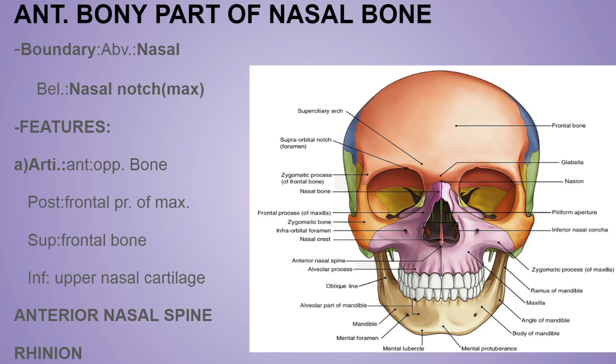Now we'll talk about the features of the anterior bony part of the nasal bone and the pyriform aperture. So right now we'll talk about the features of this whole part, including the nasal bone. First of all, the articulation: anteriorly by the internasal suture with the opposite nasal bone, posteriorly by the frontal process of the maxilla, superiorly by the frontal bone as you can see, and inferiorly by the upper nasal cartilage that actually forms the nose. You can touch your nose and feel that it is made up of cartilage, not bones. So, upper nasal cartilage.